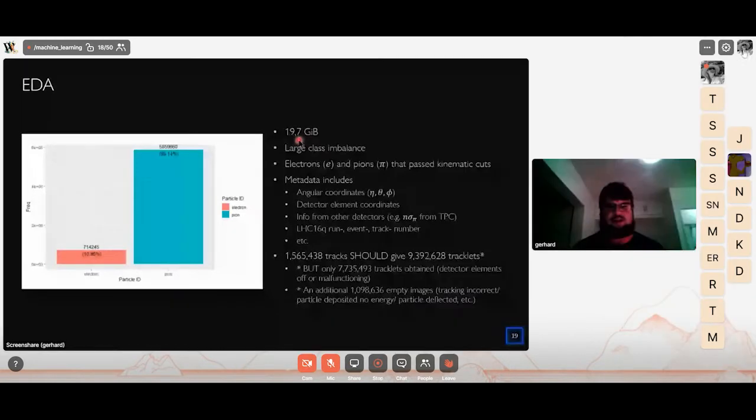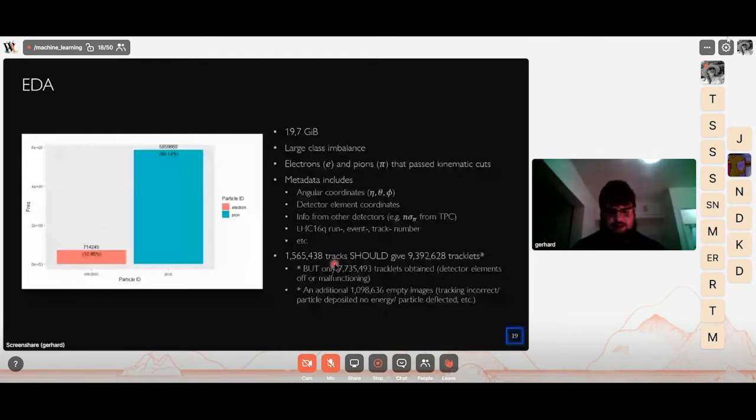Cool, so the actual data consists of electrons and pions, and we've got a very large class imbalance. You can see that we've got about 90% pions and 10% electrons. And essentially it resulted in about 19.7 gigabytes. The runs that I used came from 2016.